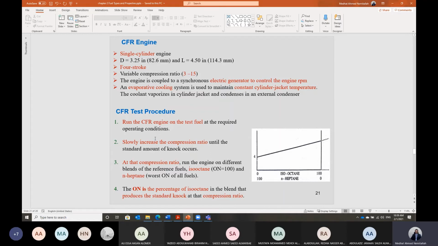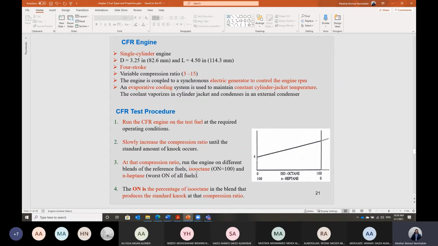Do we have a certain amount of noise? If yes, we have a decibel meter that measures the amount of noise, just a simple decibel meter that measures the amount of noise generated by the engine. If it measures a given value at a given compression ratio, that means we have knocking of the fuel at this compression ratio. So we will record this compression ratio.